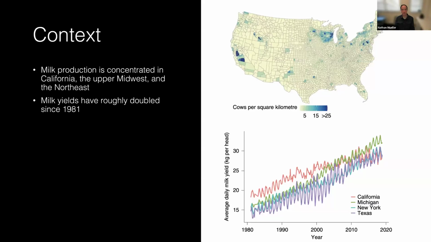from weather variability. So the context here is that milk production is really concentrated in California, the upper Midwest, and the Northeast. And just like crops, we see strong technology trends in yields, but there is a lot of variability still within that, and we don't understand how much of that variability is coming from weather.